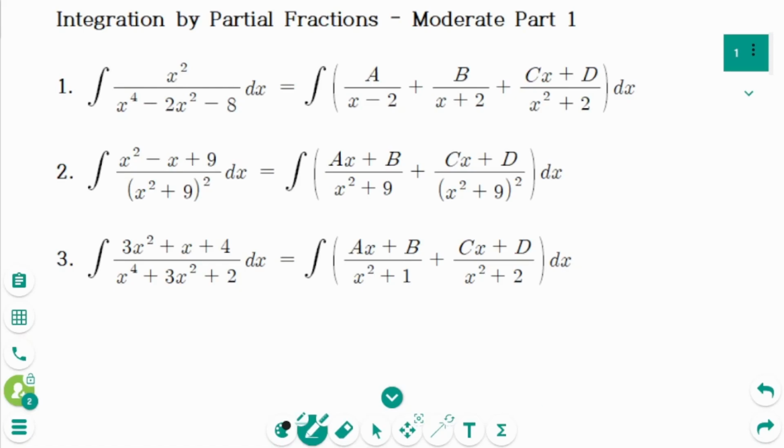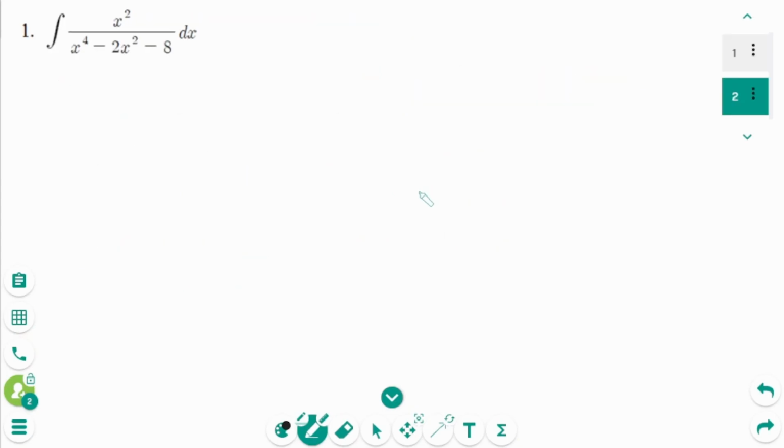This video will cover moderate questions part 1 regarding the topic of integration by partial fractions. Question 1. We have to factor the denominator x to the power of 4 minus 2x squared minus 8. We can rewrite as x squared, then squared, minus 2 times x squared minus 8.